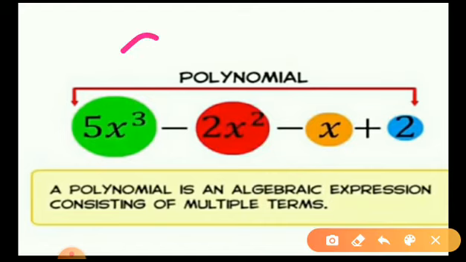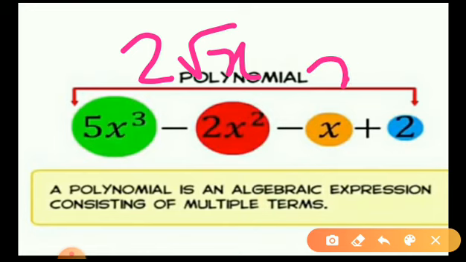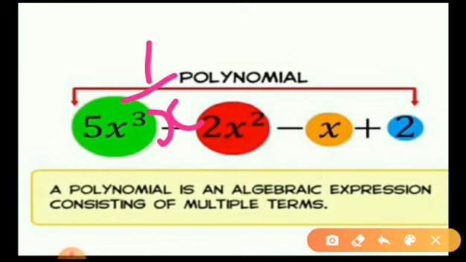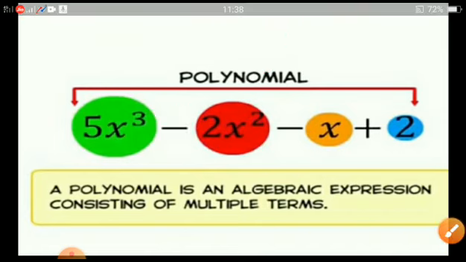Now suppose I write 2 root x. Is it a polynomial? No. Why? Because the power of x is x raised to 1 by 2. So it cannot be. Similarly, if I have 1 by x, is it a polynomial? No, because 1 by x is x raised to minus 1, and minus 1 is not a whole number, so it is not a polynomial.